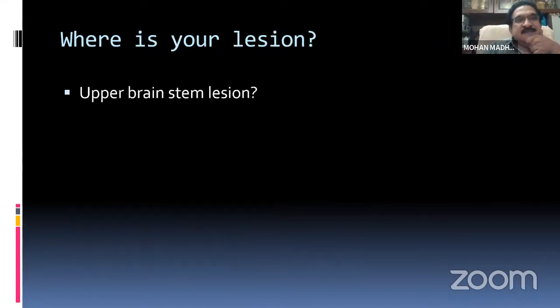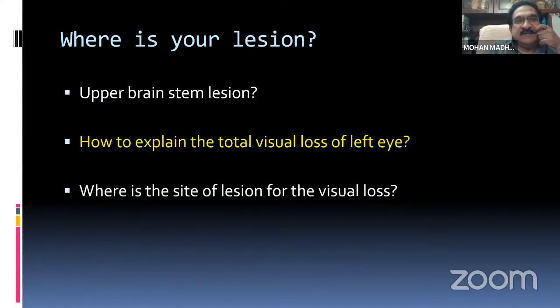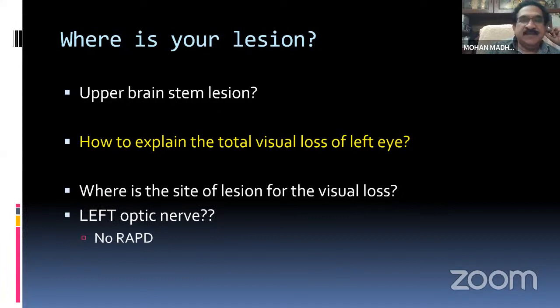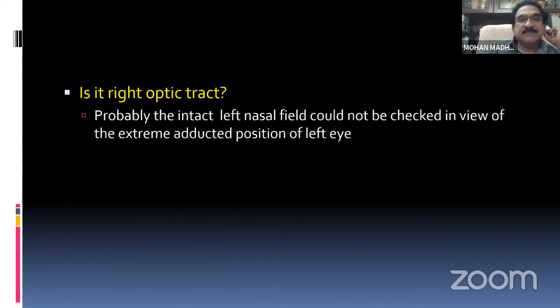Well, let us see, how to explain the total loss of vision on the left side. If you click, so you have to consider the optic nerve. What are the points against? There's no RAPD, no optic atrophy, and even easily the right optic tract causing it, probably with the intact left nasal field, which could not be checked in view of the extreme adducted position. These are the thoughts I had in mind. How to explain all these things?